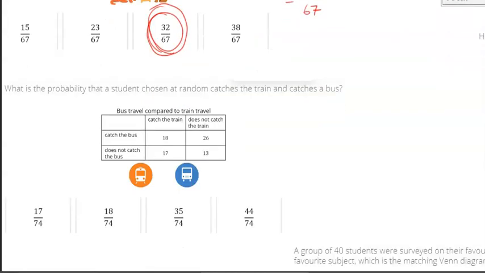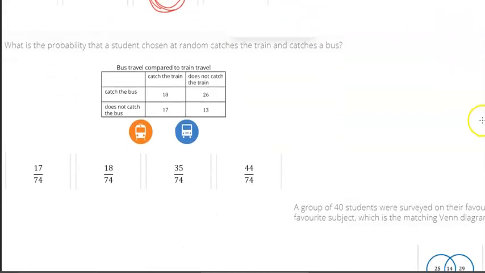The next question, what is the probability that a student chosen at random catches the train and catches a bus? So here we got, again, a two-way table. We got either a person that catches a bus and catches a train, catches a bus, does not catch a train, catches a train but does not catch a bus, or catches neither of them. Okay, four different categories, and we're trying to look for catches a train and catches a bus.